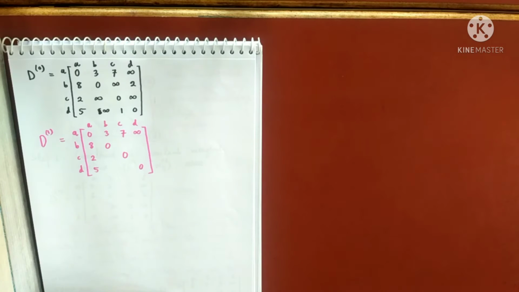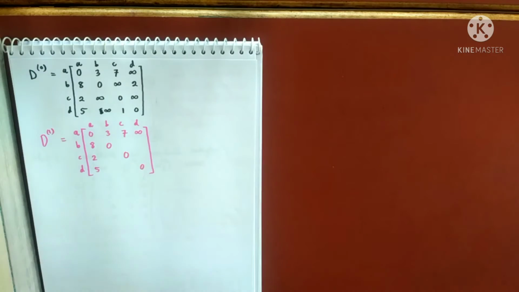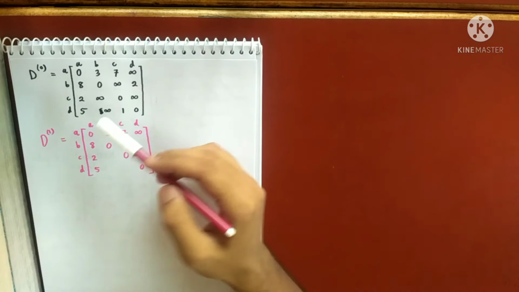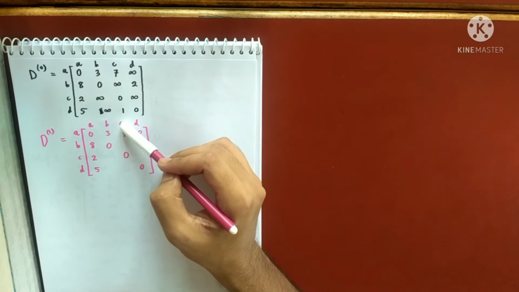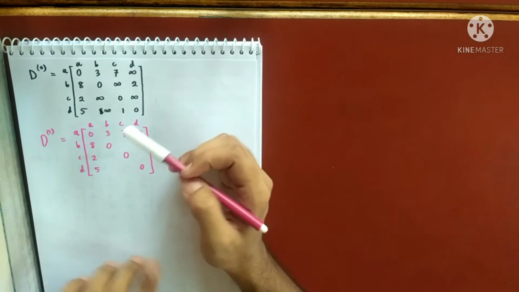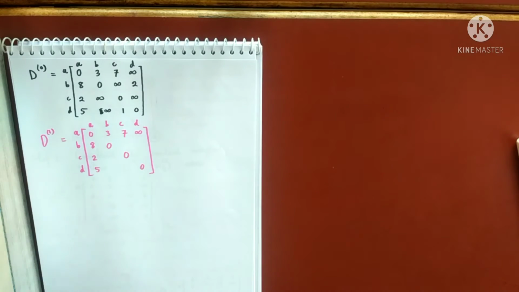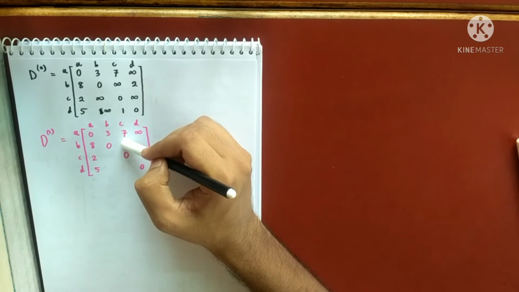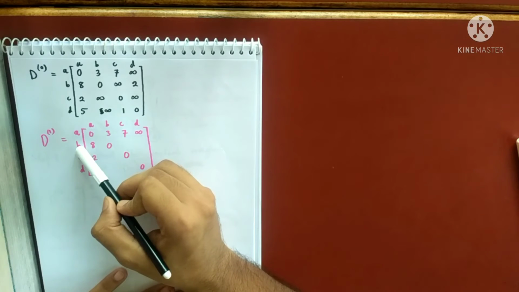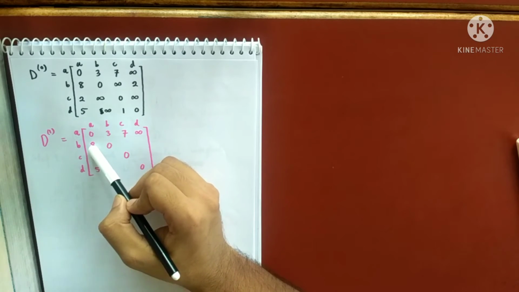Now try to understand my point. Previously I was going B to C directly. What was the distance? Infinity, because there was no edge. Now I will go from B to C via A. So I'll first go from B to A. What is the distance from B to A? It's 8. Then from A to C, it's 7.